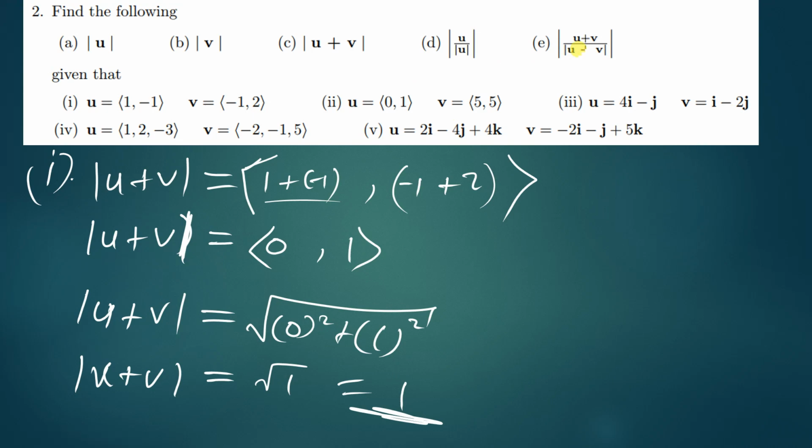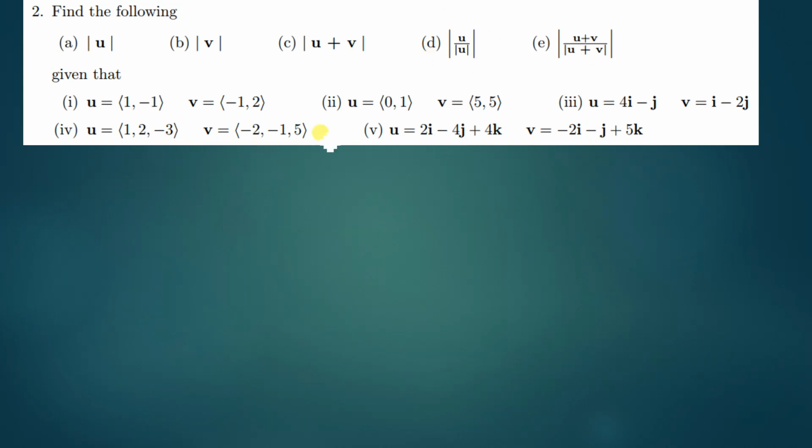Okay, let's move on to D. So D is asking us to find the magnitude of the unit vector of u. So the unit vector in the direction of u is given by u over the magnitude of u. So now how do you find this? We first have to find the magnitude of u.